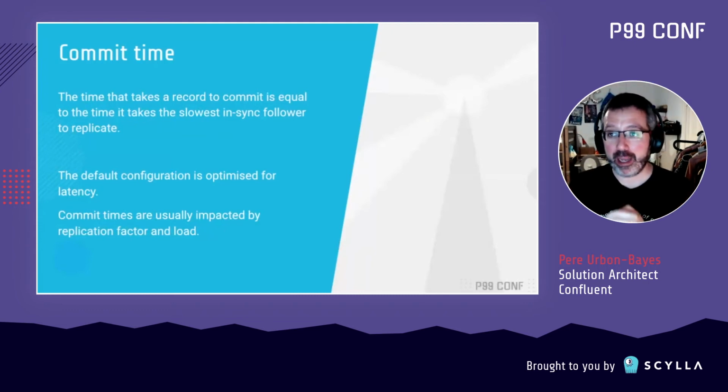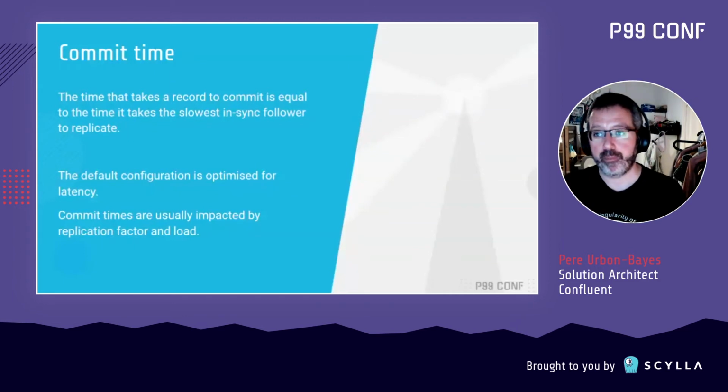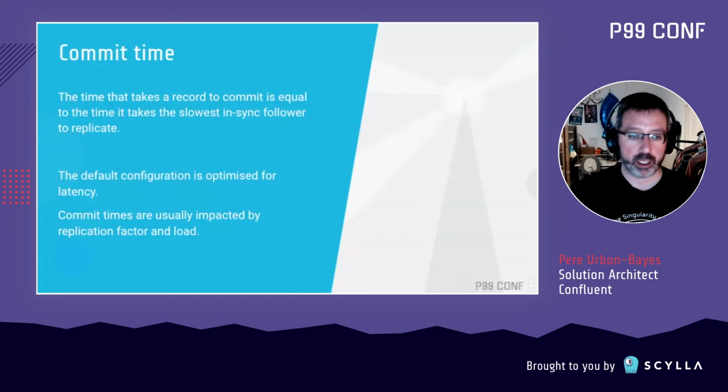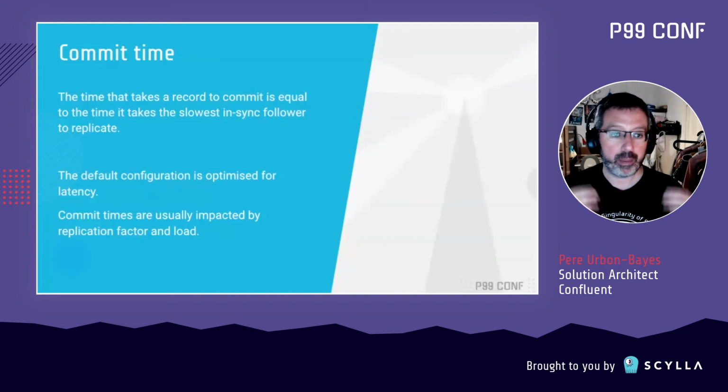As mentioned, commit time is the time to actually replicate everything. If we detect that commit time is slower, it means it's as slow as the slowest of the replicas. So if we want to optimize somewhere, we need to go and see which one of the replicas is the slowest one. As everything in Kafka, the default configuration is optimized for latency. So it's optimized for replicating as fast and as quickly as possible.